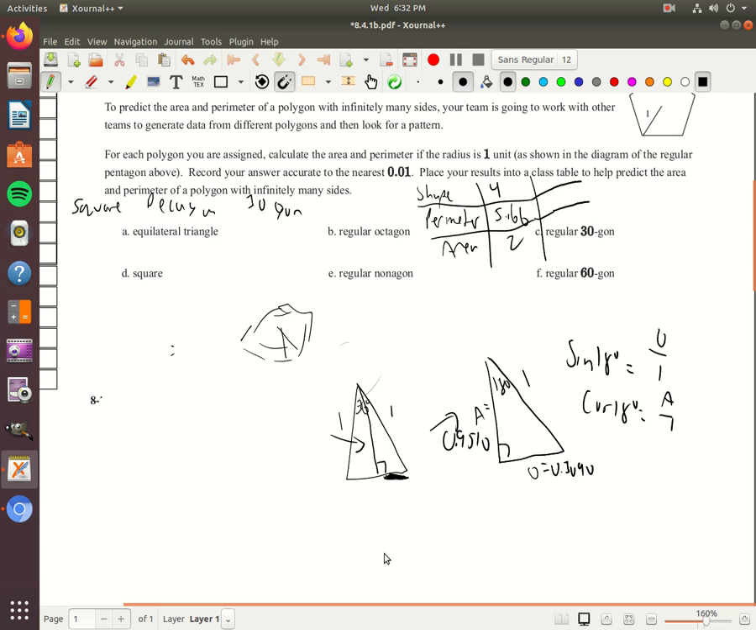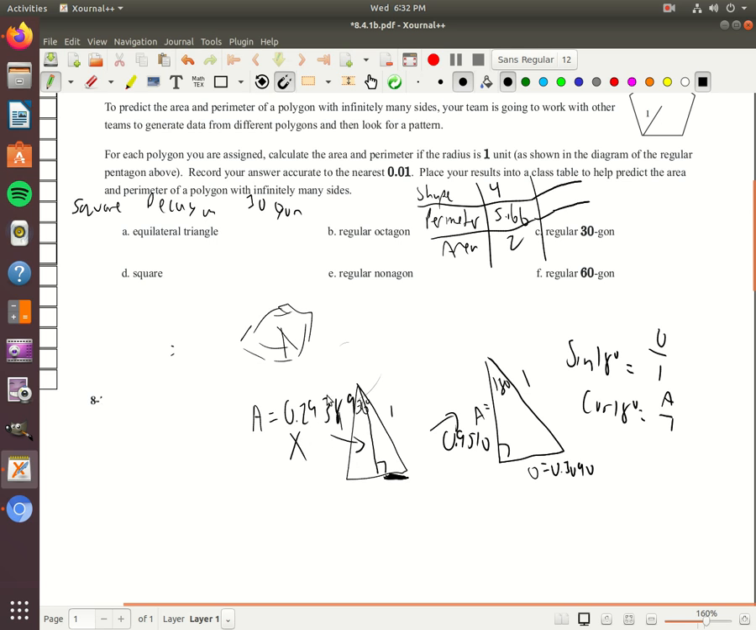So I'm going to do that, 0.9510. I'm going to leave the numbers in the calculator. I'm not going by 0.3090, I'm going by 0.3090169944, etc. So the area of this triangle is going to be 0.29389.